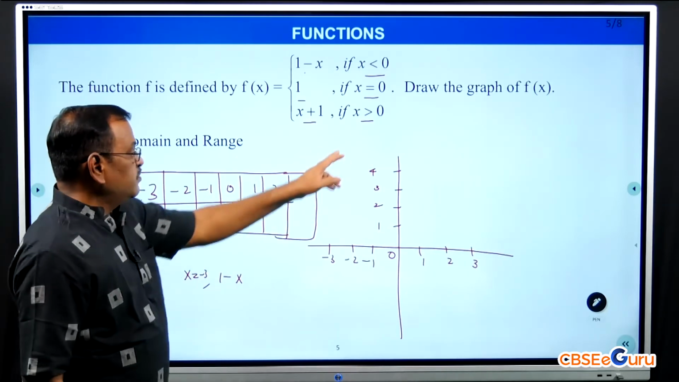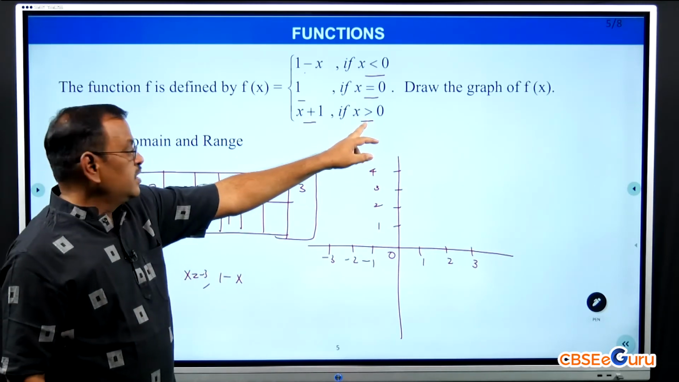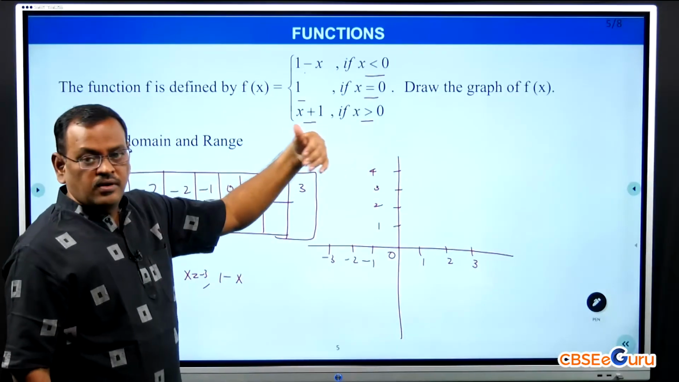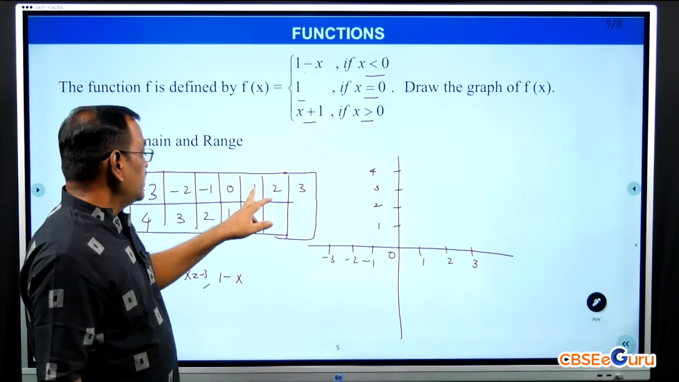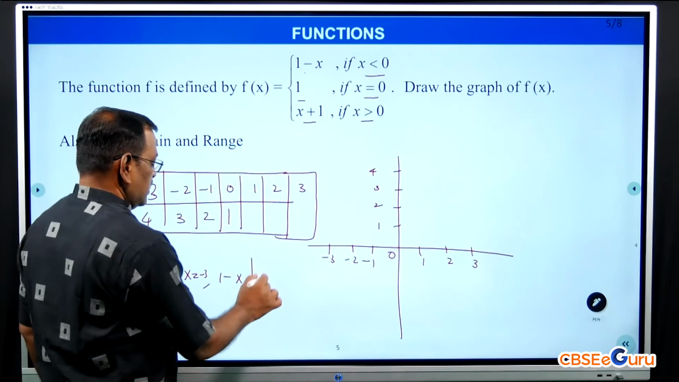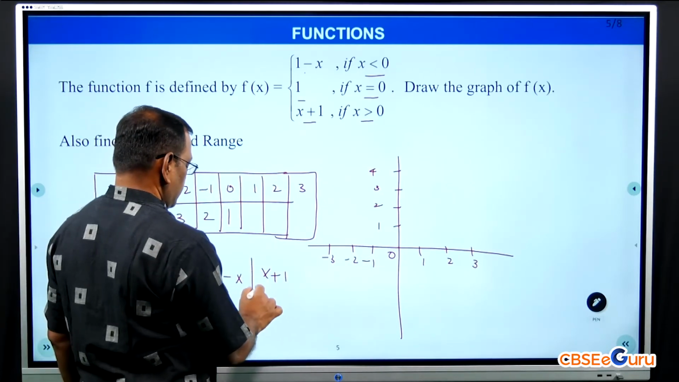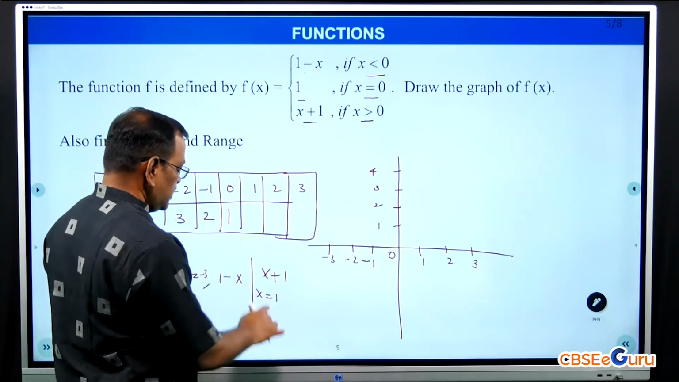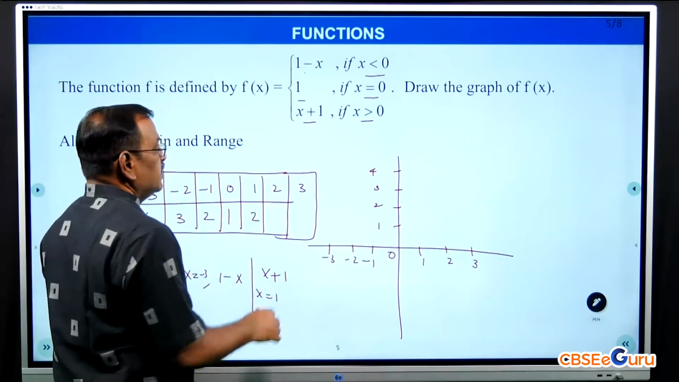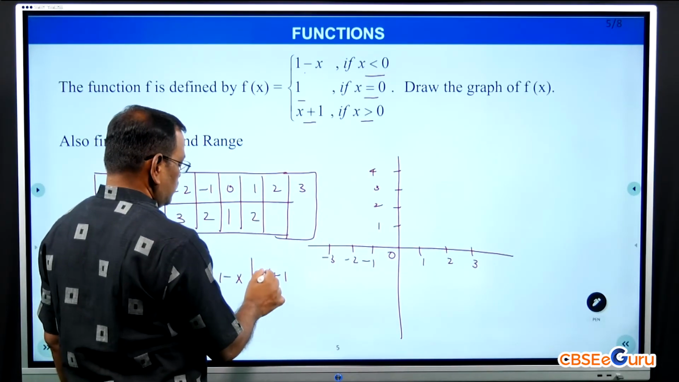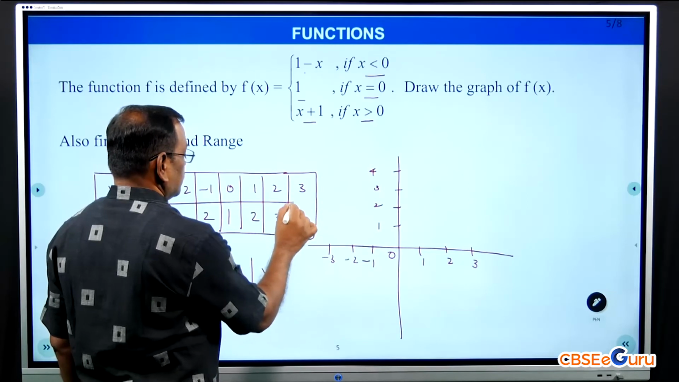Now positive values. For positive values, take this third step. When x is greater than 0, it means all positive real numbers. When x equal to 1, substitute here x plus 1. When x equal to 1, what is the value? Substitute x equal to 1 here, 2. X equal to 2, substitute here, 2 plus 1, 3, and this is 4.